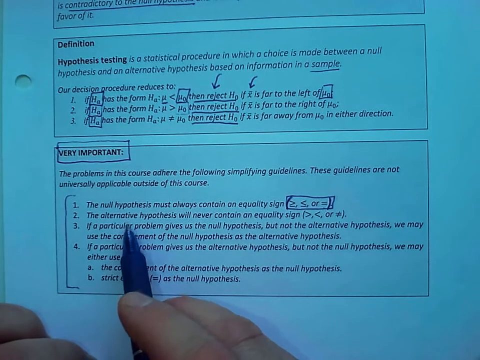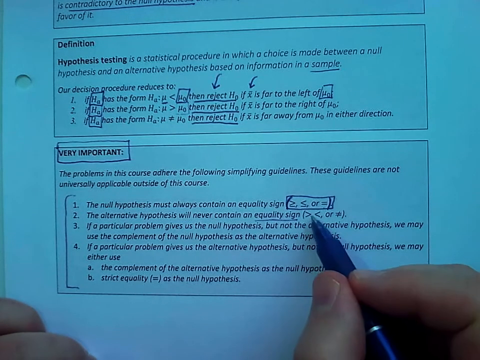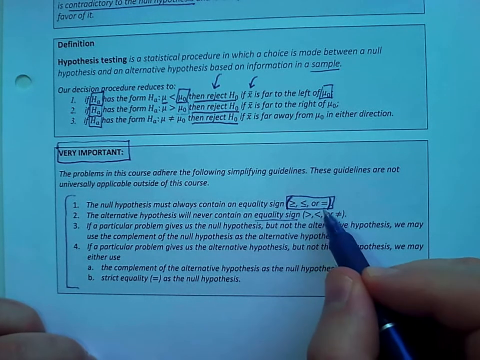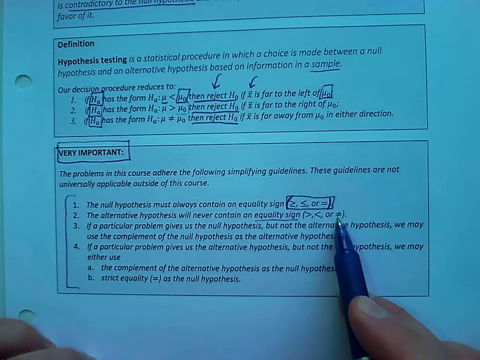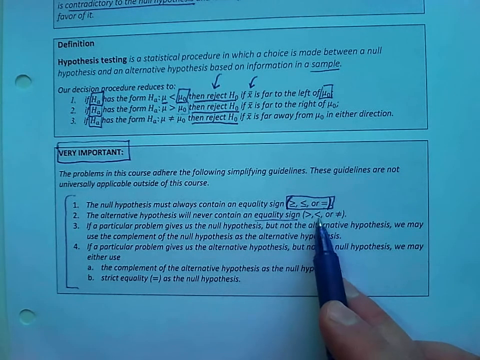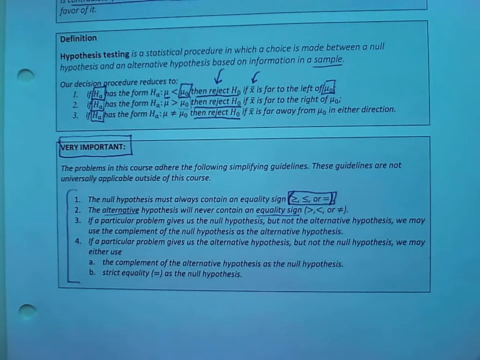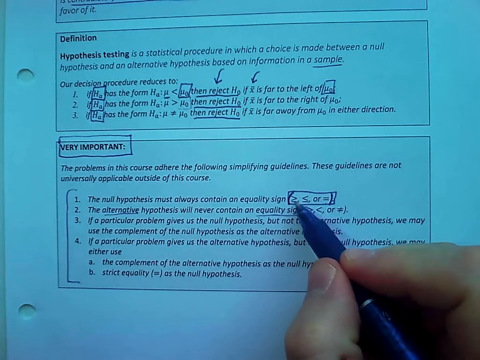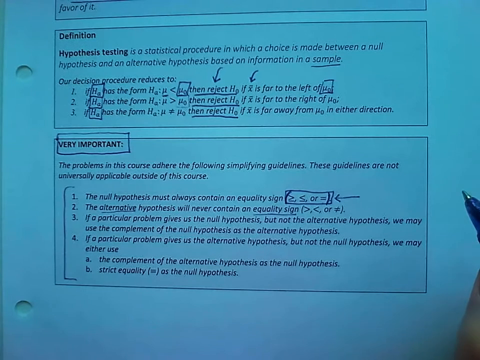The alternative hypothesis will never contain equality. It's either going to be strictly greater than, strictly less than, or strictly not equal to. Those are going to be the only symbols that we're ever going to have in our alternative hypothesis. That's extremely, extremely, extremely important. If you have a symbol that has equality in it, in your alternative hypothesis, it is wrong.